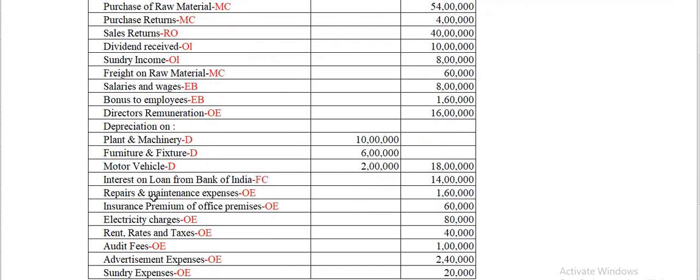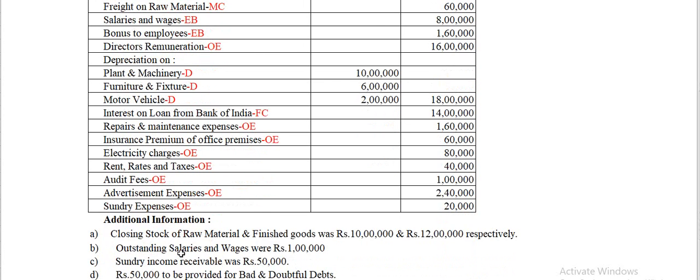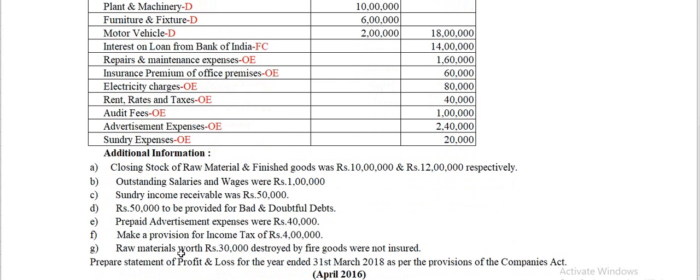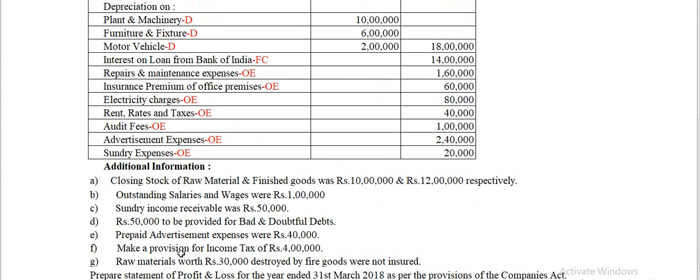We have to write interest on loan from the Bank of India. Interest belonging to the bank, which of course we have to pay, will come under the head of finance cost. Apart from that, other expenses are given here: repairs and maintenance, insurance premium, electricity charges, rent and rates and taxes, audit fees, advertisement expenses and sundry expenses will all come under the head of other expenses. Now I am going to start your additional information, that is your adjustment.